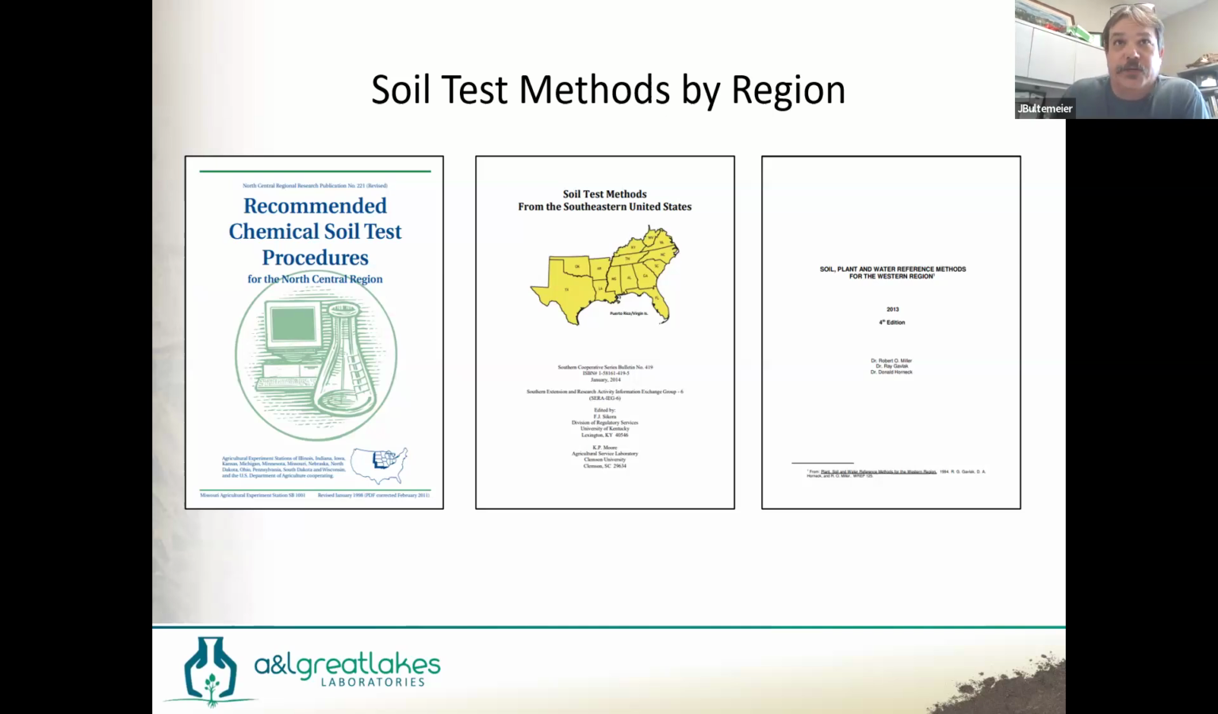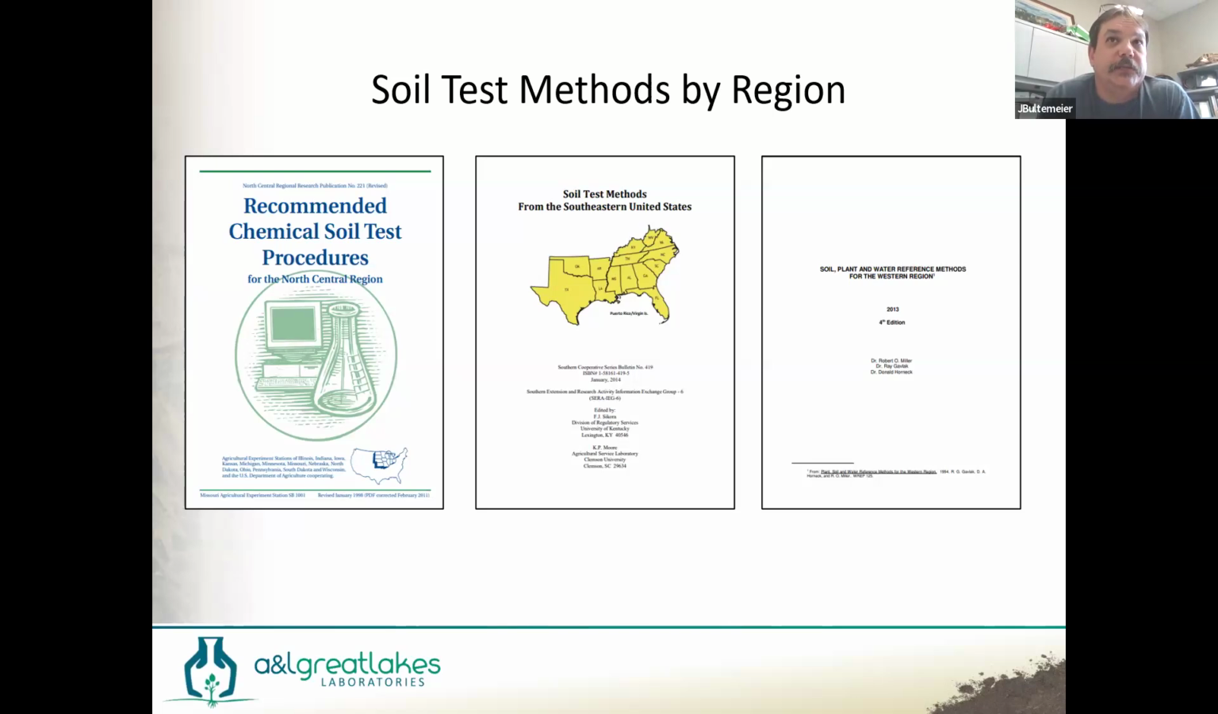So in our region, we're going to use organic matter by loss on ignition for soils. We're going to use a 1-to-1 water pH. There is a buffer pH, and that's another conversation we won't get into today, but that helps us determine how much lime to use. There's a specified method for that that works well in the region.